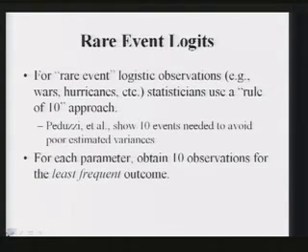Okay, so the rule of 10 essentially says that suppose you have a lot of observations, right? And these are rare activities. Suppose you want to explain those rare activities. So this rule of thumb means that for each parameter, you want to have at least 10 observations for the least frequent value.